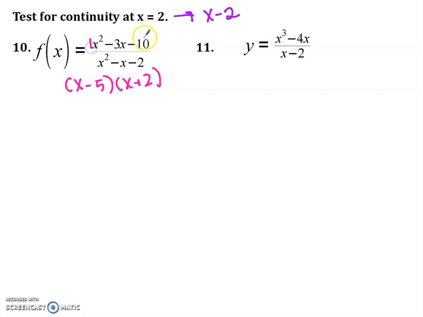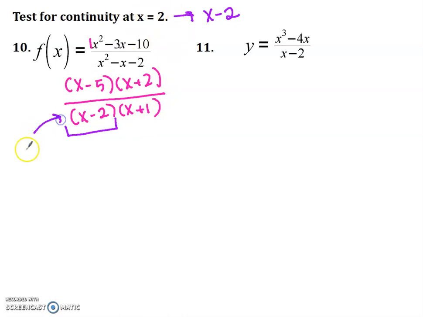Remember, when it's just a 1x squared, you can just do what multiplies to this, what adds to that. So I can do the same thing on the bottom. So that will be x minus 2 and x plus 1. Now there's nothing to cancel. Okay. So we just want to look at the x minus 2 part. Okay, we don't care about this part because it's not where they're asking us to test for continuity.